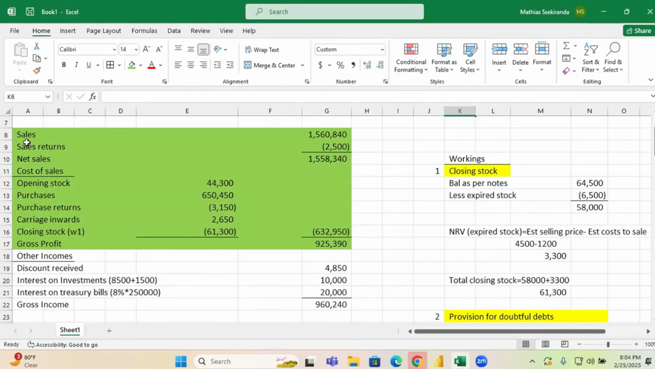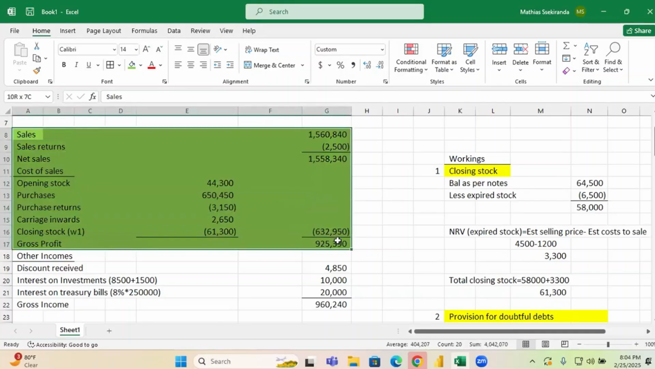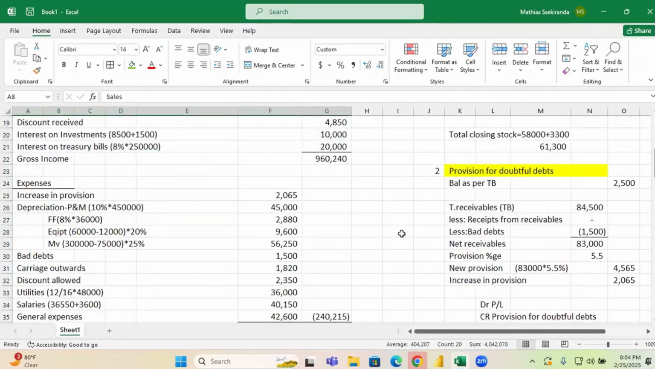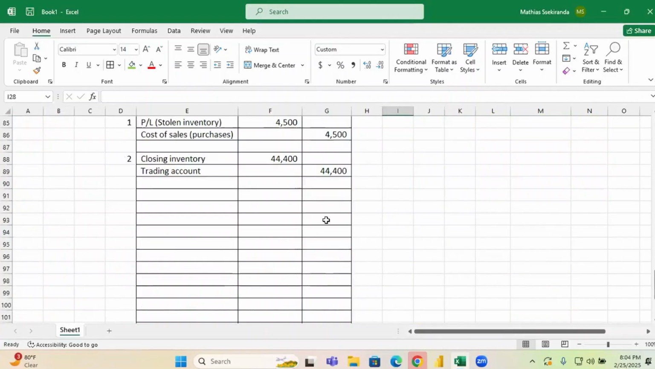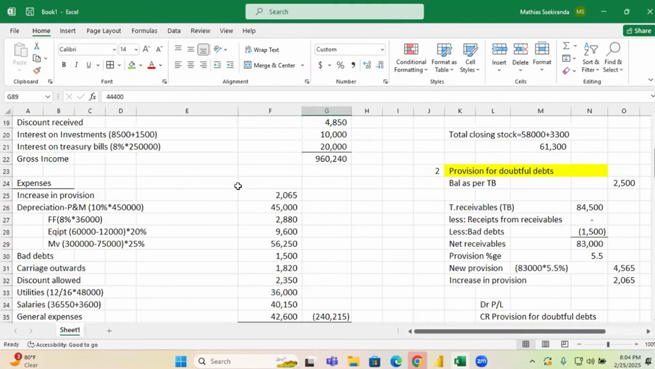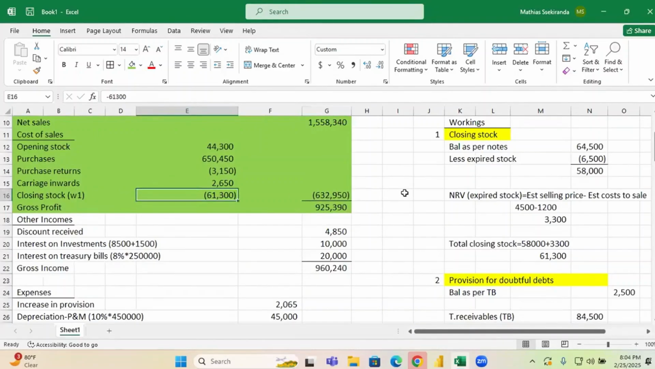So it is what we refer to as the trading account. From sales up to gross profit is what we refer to as a trading account. So when you go back to our entry, we have debited closing stock because it is an asset, and credited trading account because closing inventory is listed under cost of sales.